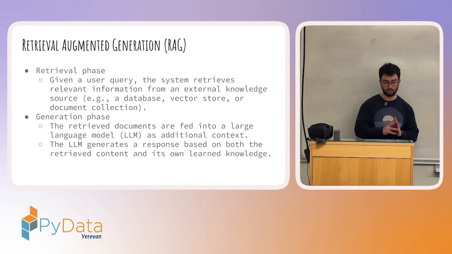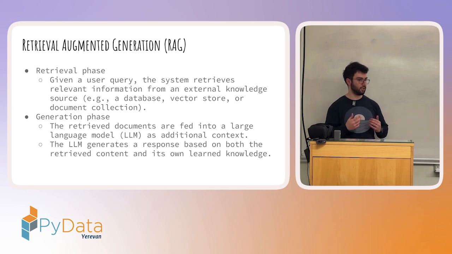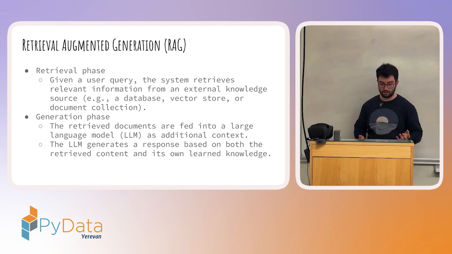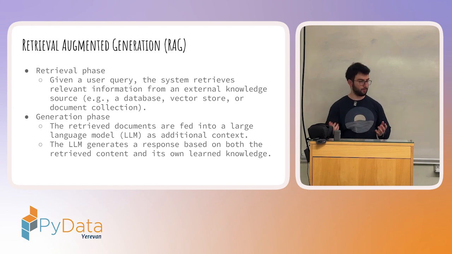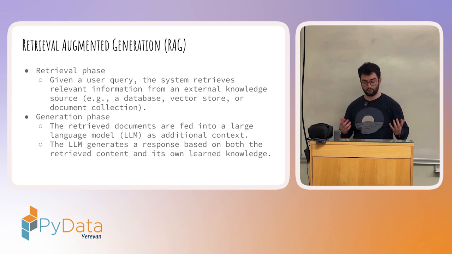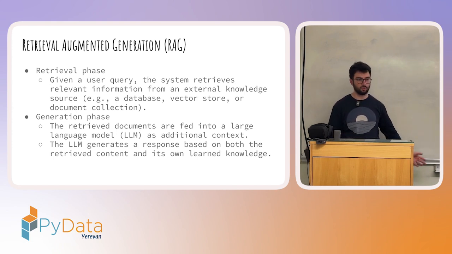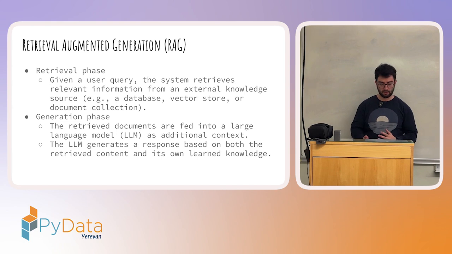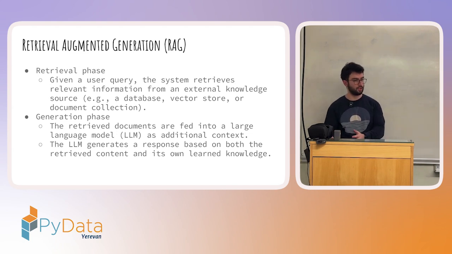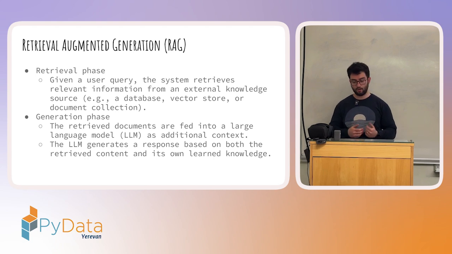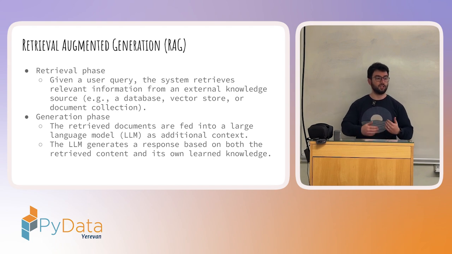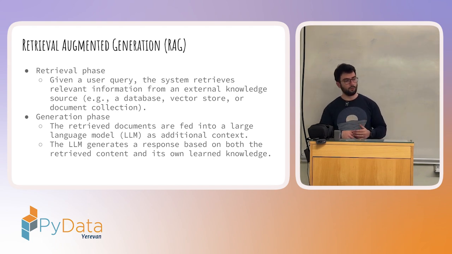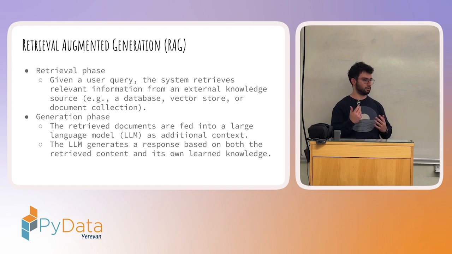If we separate it in two parts, it has a retrieval phase and a generation phase. For the retrieval phase, given a query, the system retrieves relevant information from external knowledge, whether it's from a database, vector store, document collection, or anything else. The second step is the generation phase. We retrieve some documents, we have external knowledge. Now our large language model, whether it's open source or closed source, will use that knowledge and its own knowledge to do different tasks, answer questions, do extraction, or anything else.